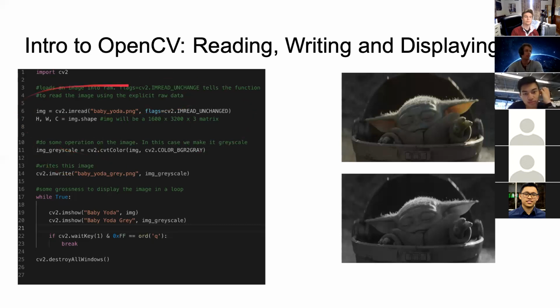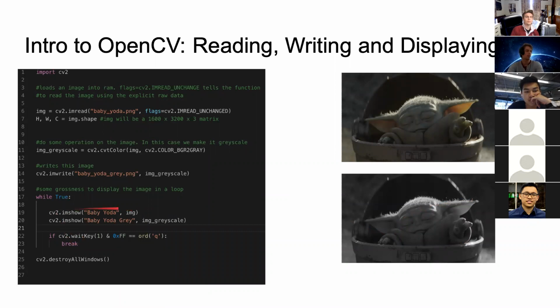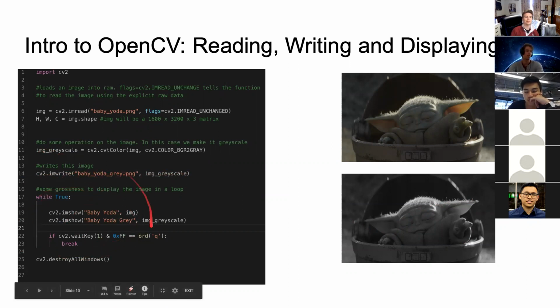Once you have this image in RAM, you can do some stuff with it. We'll talk about what this does in a second, but for now, this line of code converts this image to grayscale. And then I can display the image and I can write the image. So this saves it as a PNG file. I take my grayscale image and I save it at this location. And then this is some grossness that allows you to display the image in a loop.